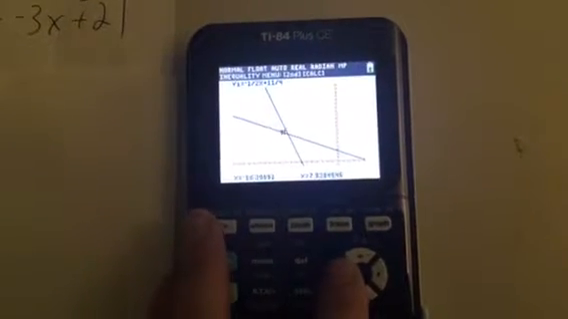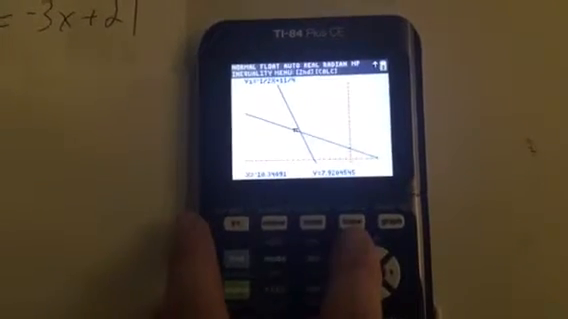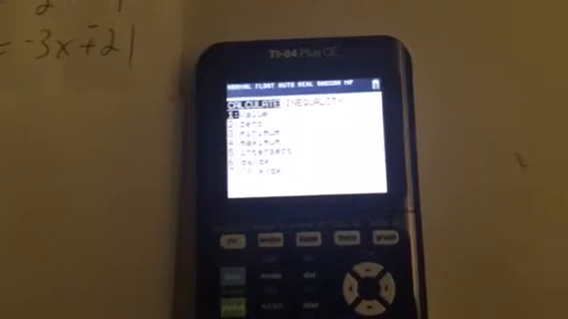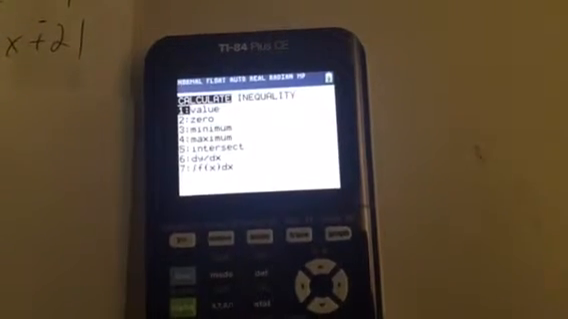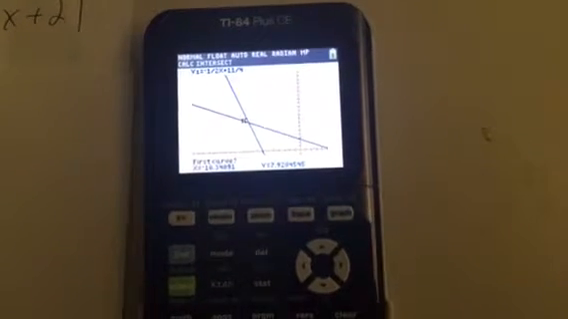But rather than do that, I'm going to do something better. I'm going to press second and then the trace button. And notice number 5, that's a function in the calculator that looks for the intersection of two functions. So I'm going to press number 5.